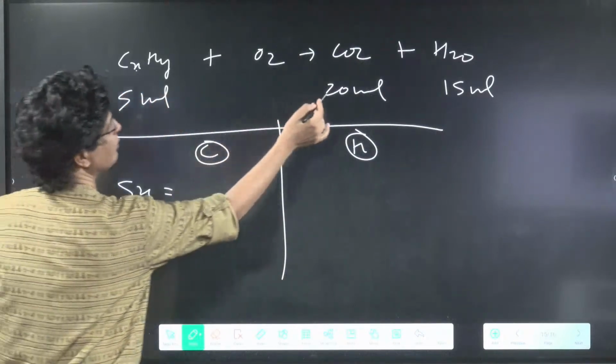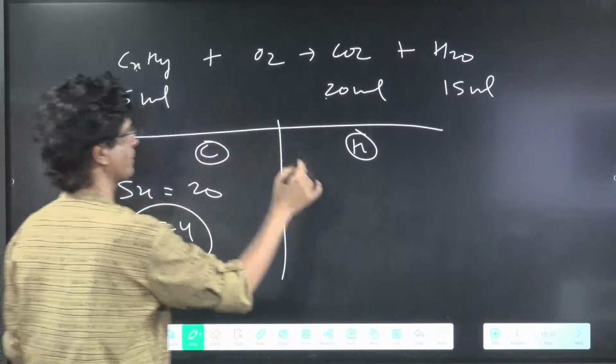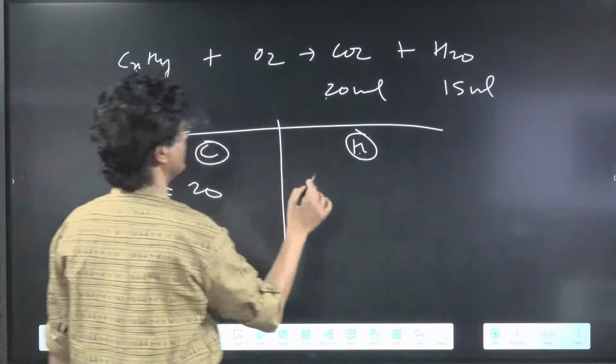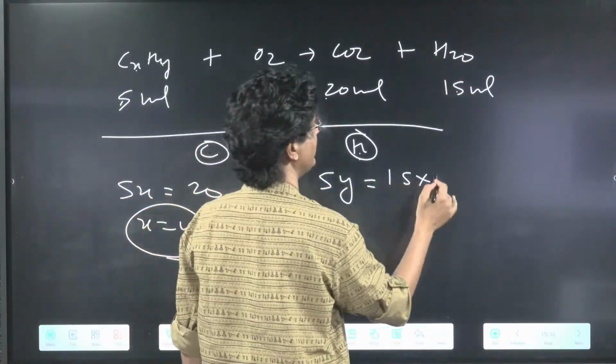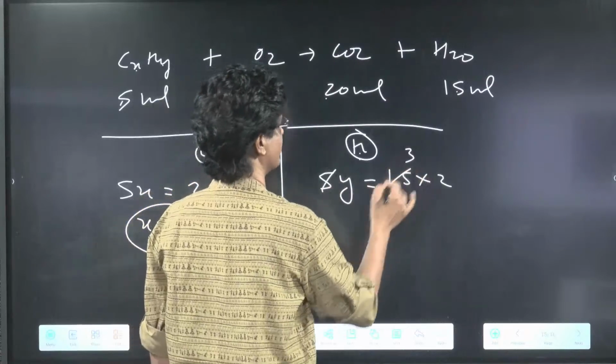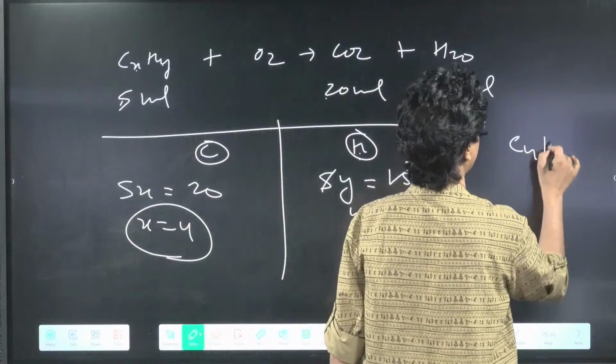5x will be equal to 20. X will be equal to 4. No doubt about it. Hydrogen: 5y equal to what? 15 into 2. 3, 6, y equal to 6. So the formula is C4H6.